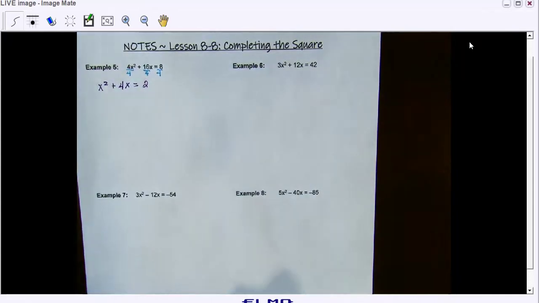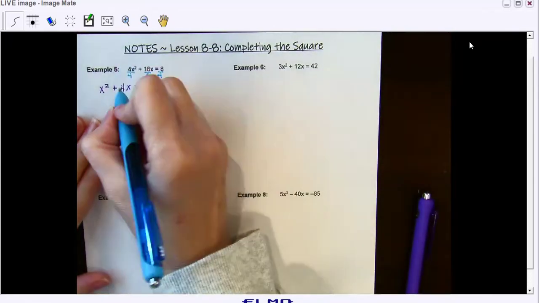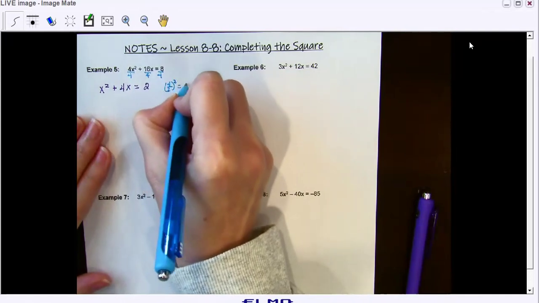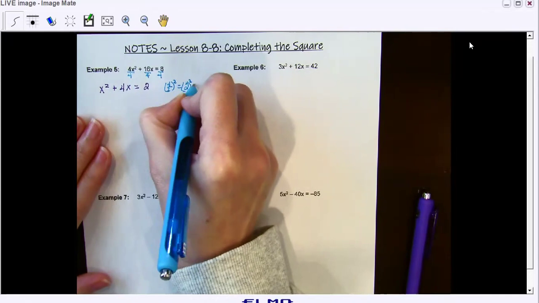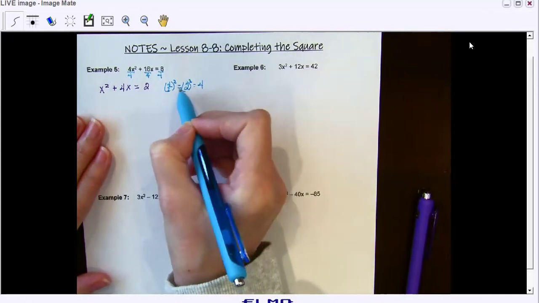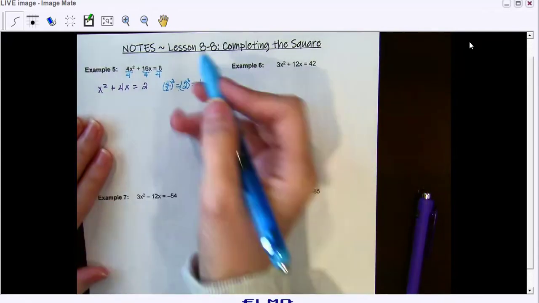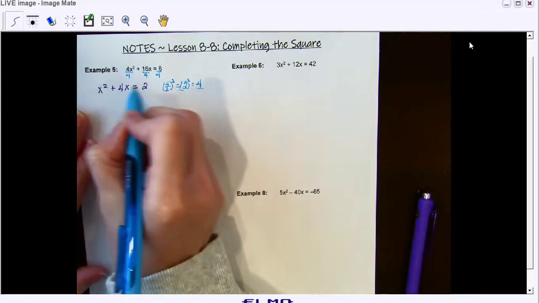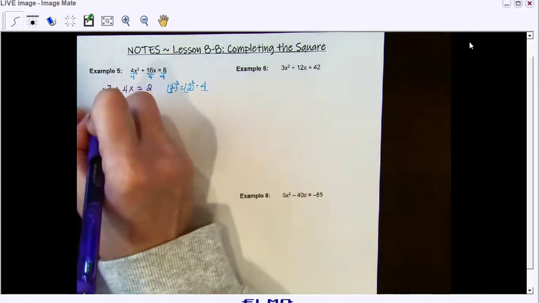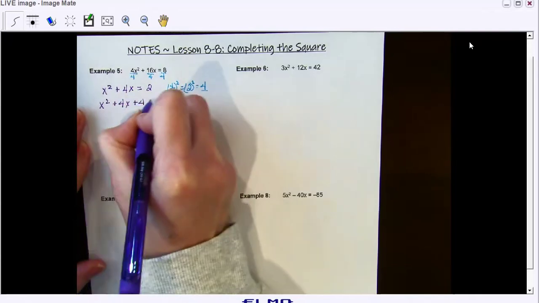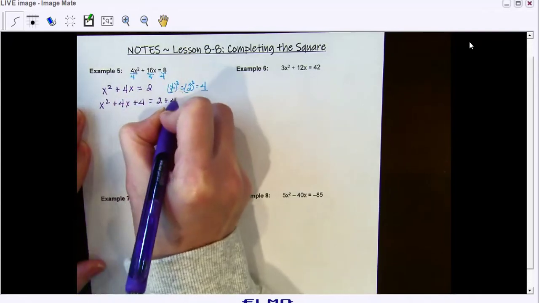Now, once you get to this point, we're following all the steps that we did on the front. So we're going to take half of term B. So 4 divided by 2 squared is 2 squared, which is 4. I know some of you are wondering, do we need these parentheses here? No, you really don't. All right, so now we're going to take this 4 and add it to both sides of our equation. So we have x squared plus 4x plus 4 equals 2 plus 4.